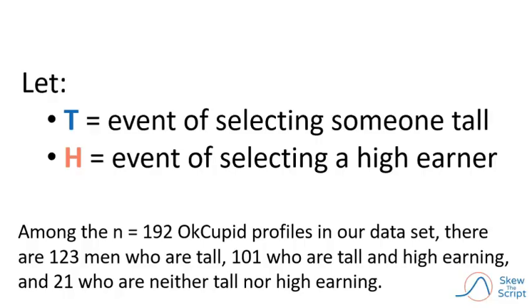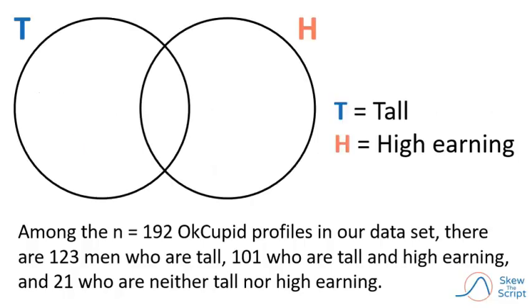So here's more information about the OkCupid problem that was given to us. To help us get organized, we are going to define the info in terms of two events. We're going to let T equal the event of selecting someone who is tall, and H equal the event of selecting a high earner. So we can take these events and give them circles in a Venn diagram, which will help us organize all the information.